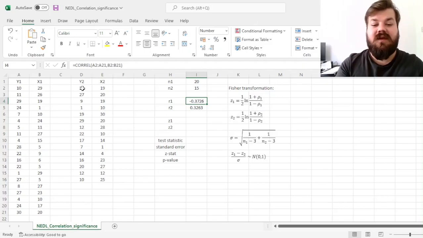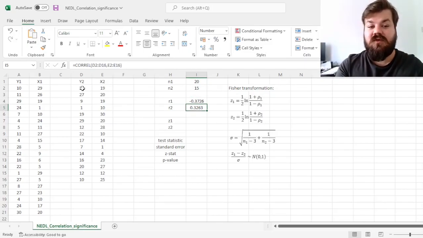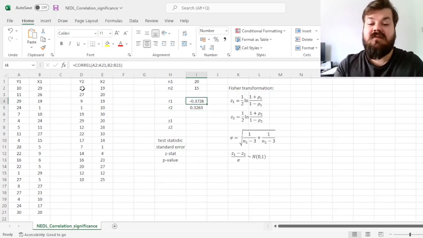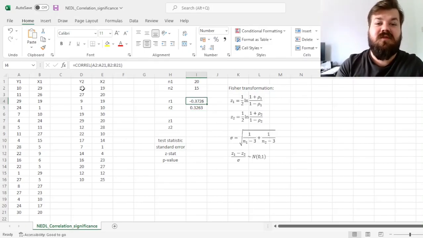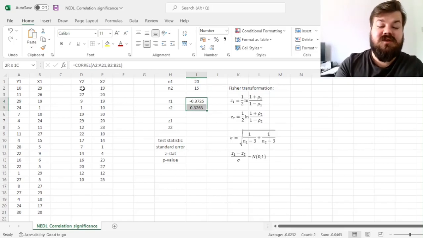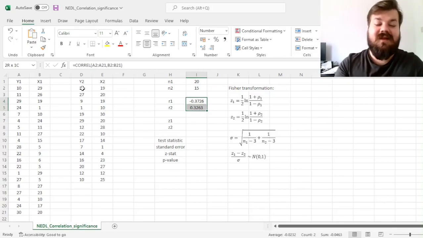And we see that the correlation for the first dataset is -0.37, and for the second dataset, 0.33. They are of different signs. So the first dataset shows an inverse relationship between variables. The second dataset shows a direct relationship between variables. However, the magnitude of the relationship is not that high. 0.3 to 0.5 is meaningful, yet not strong correlation. So we might want to test whether these two correlations are statistically significantly different.